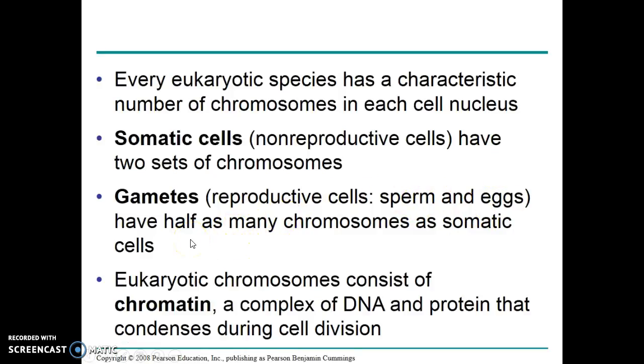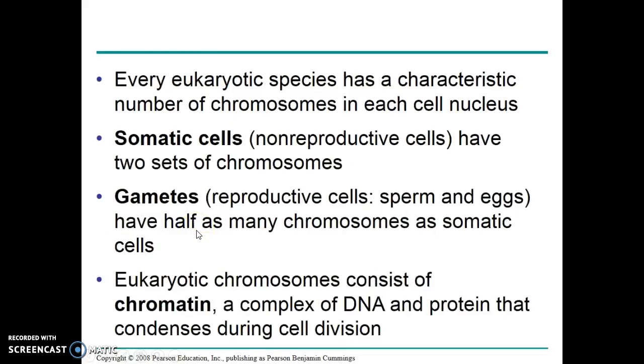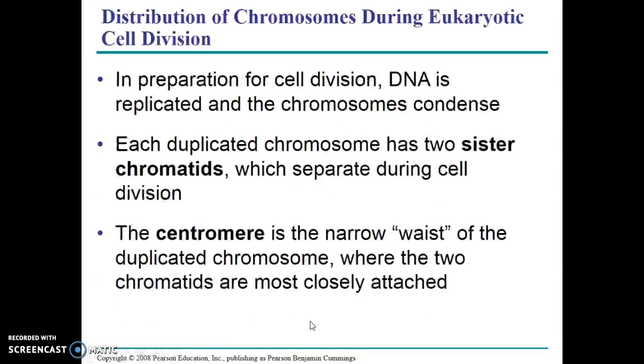That's how it works. In eukaryotic cells, chromosomes consist of chromatin, a complex of DNA and protein that condenses during cell division. Now we have the distribution of chromosomes in eukaryotic cells. In preparation for cell division, DNA is replicated and the chromosomes condense first.